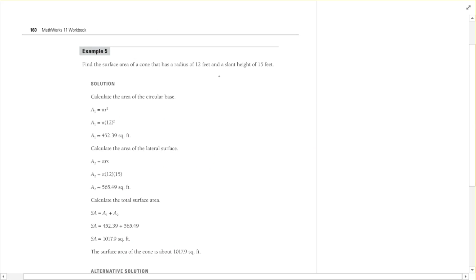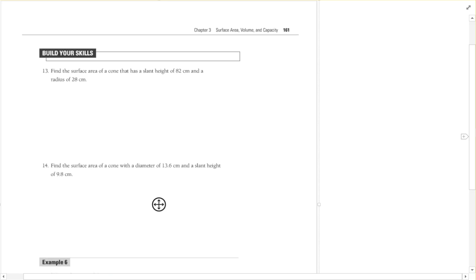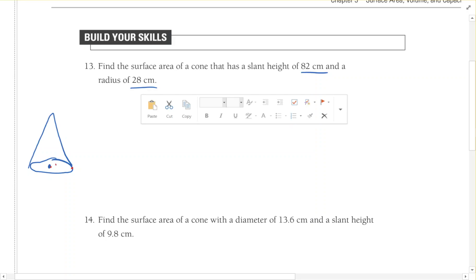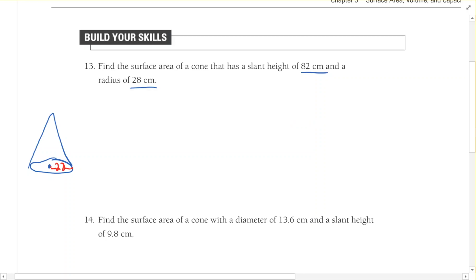So number 5. I'll jump into a question here. It says, find the surface area of a cone that has a slant height of 82 centimeters and a radius of 28. So if we had a cone, terrible cone, anyway, we'll get the idea across. It has a radius, the distance from the center to there, of 28. It's got a slant height of 82, so from there to there is 82 centimeters.